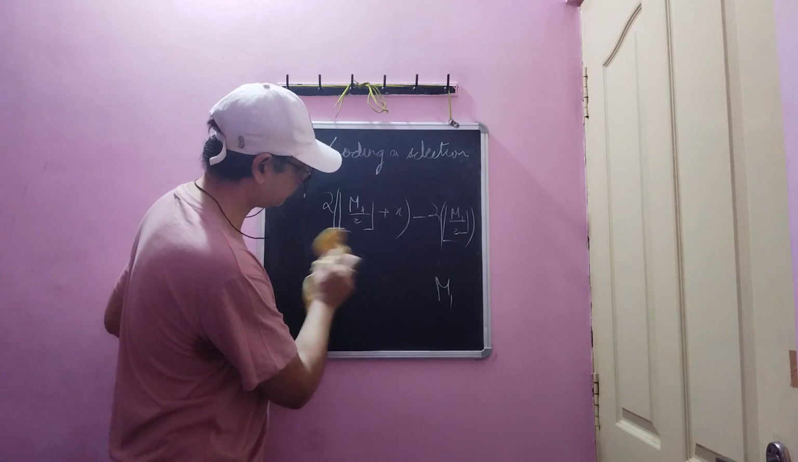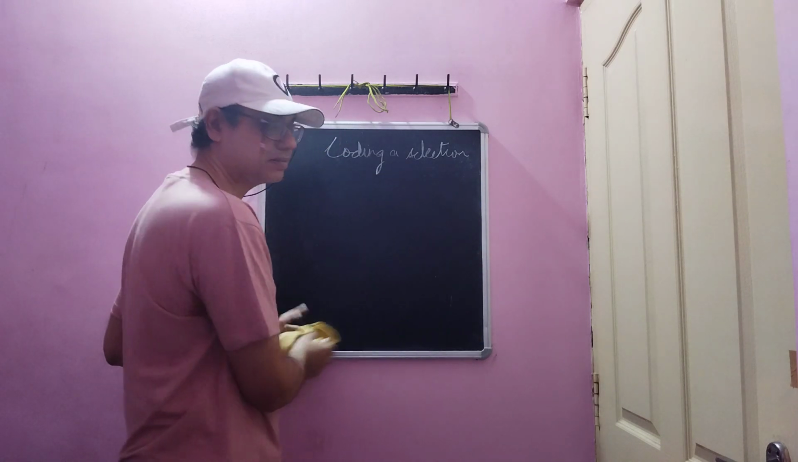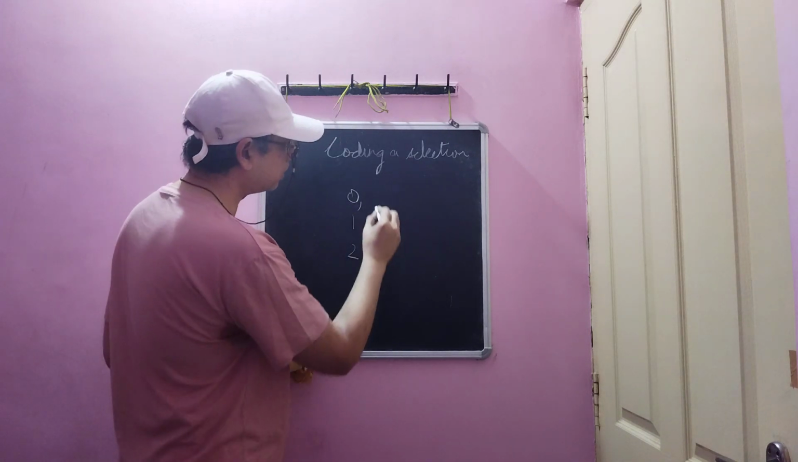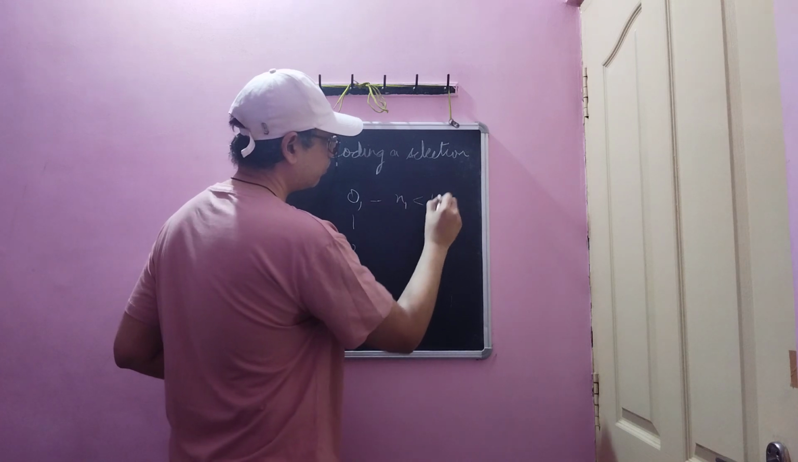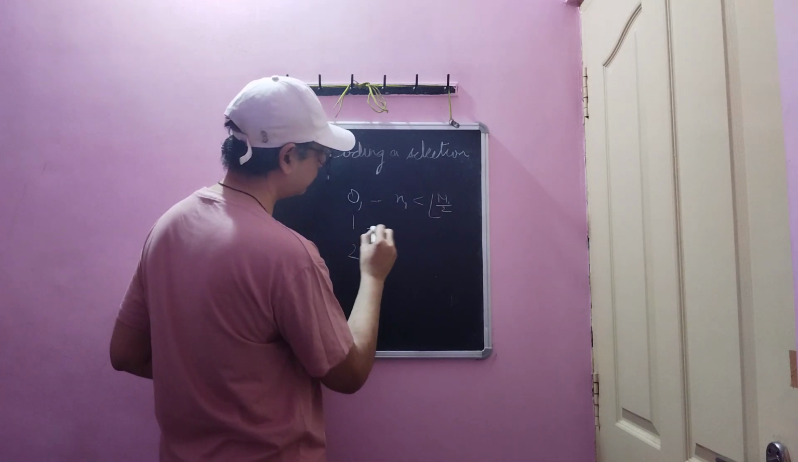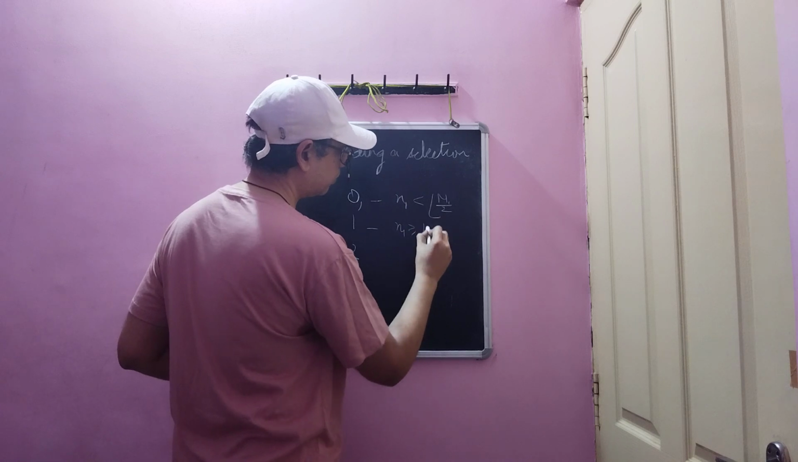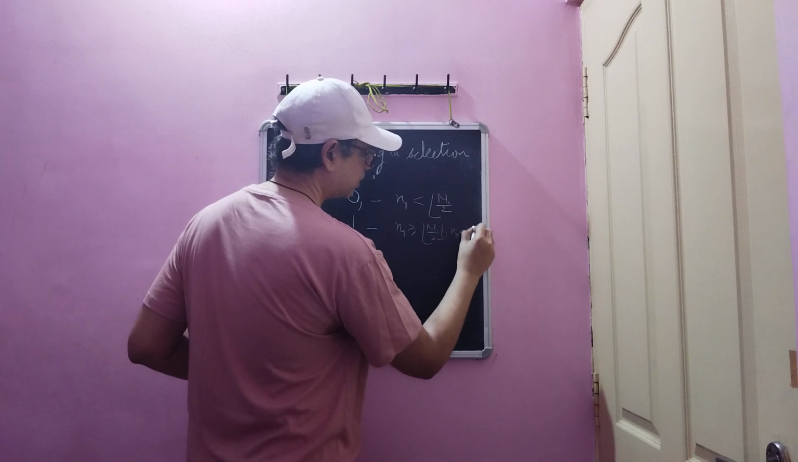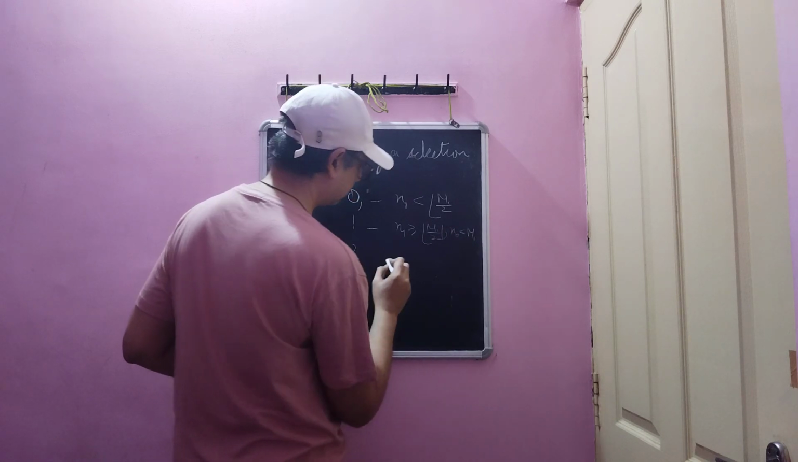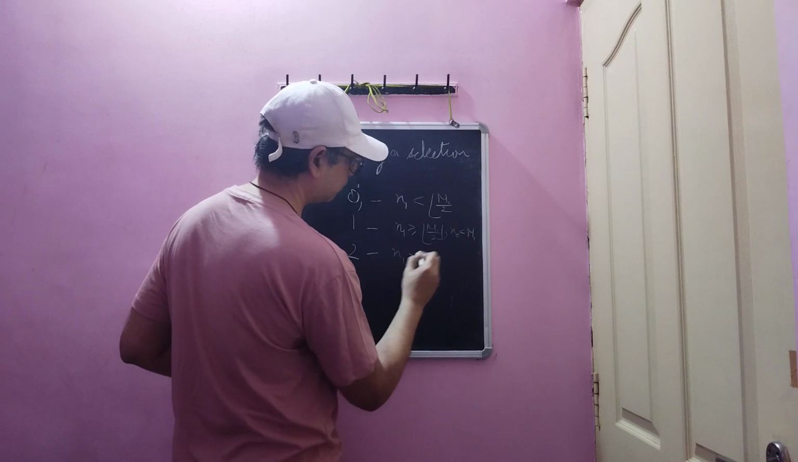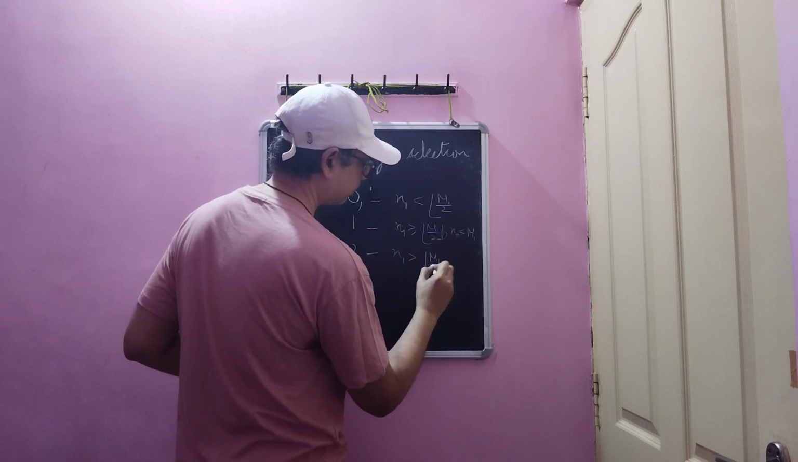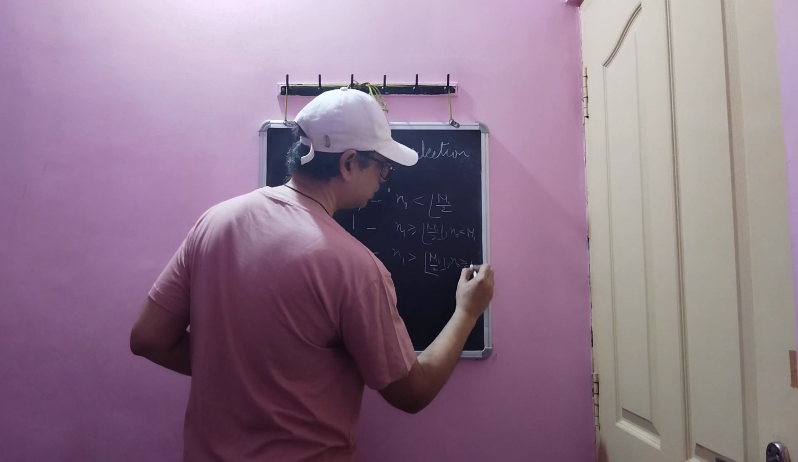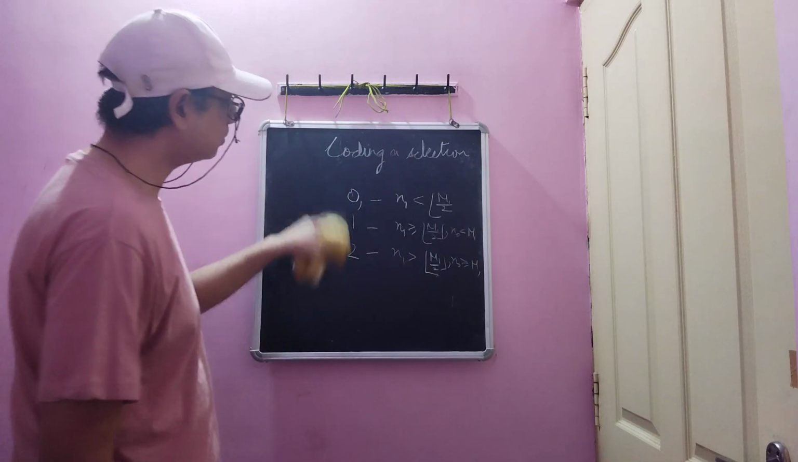So only three possibilities arise: 0, 1 and 2. This corresponds to the case when n1 is less than floor of m1 by 2. This corresponds to the case when n1 is greater than or equal to floor of m1 by 2, and n0 is less than m1. And this one corresponds to the case when n1 is greater than floor of m1 by 2, and n0 is greater than or equal to m1. So this is the case.